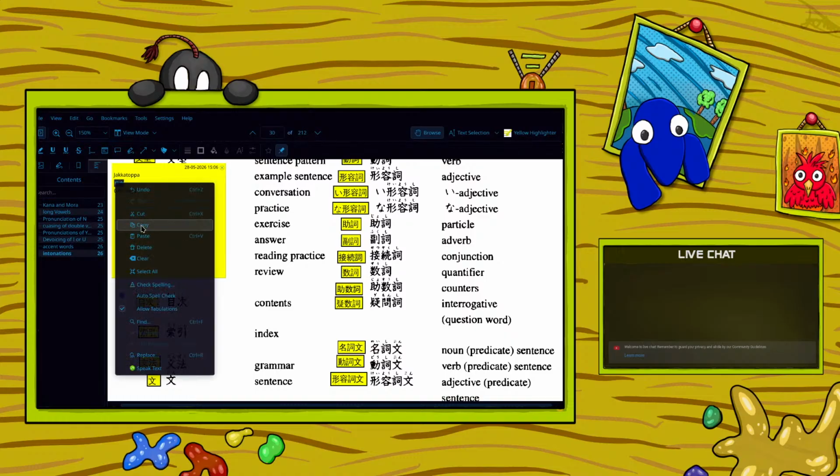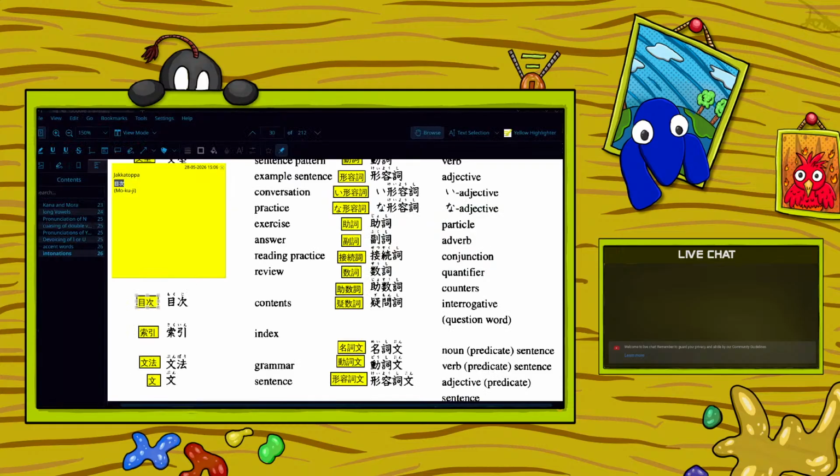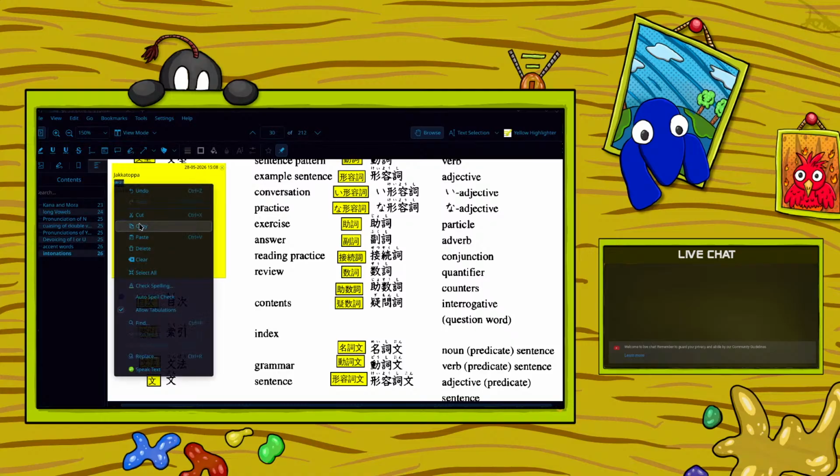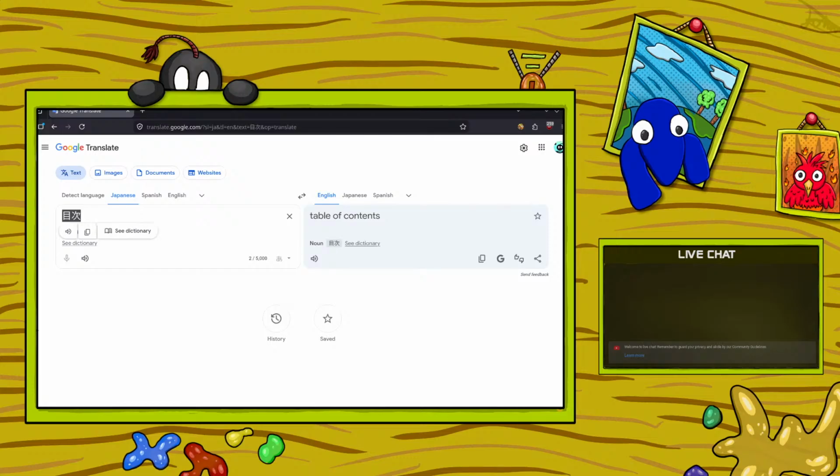Mokuji. Yes. So you do speak that U out. Mokuji. Yes. Table of contents. Alright. And then we're gonna go to the next one, which is index, which is then of course Sakuin. Yeah, Sakuin. The one with the stupid naming.